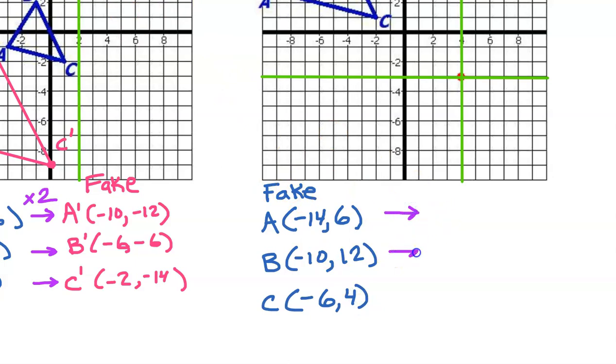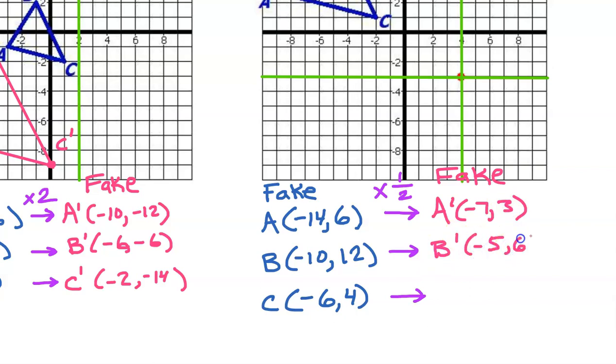Now we just have to multiply by the scale factor. Remember that the scale factor is 1/2. So I'm going to multiply all of this by 1/2. Multiplying by 1/2 is the same thing as dividing by 2. That's why my fake A prime will be negative 7, comma 3. And fake B prime will be negative 5, comma 6. And fake C prime will be negative 3, comma 2. I just took half of everything.